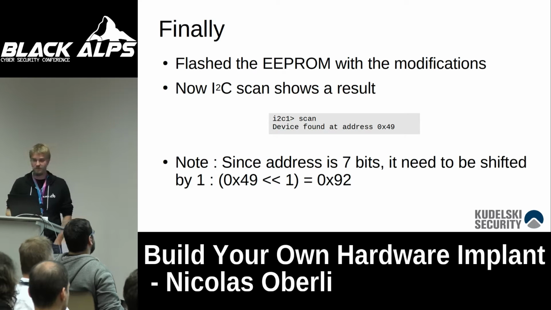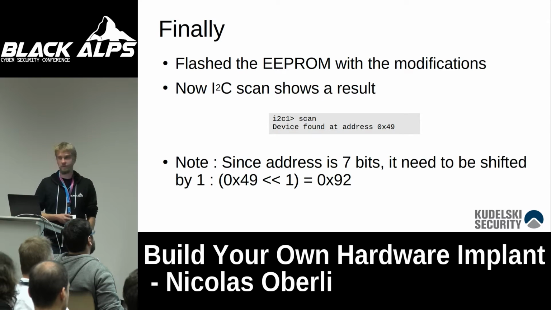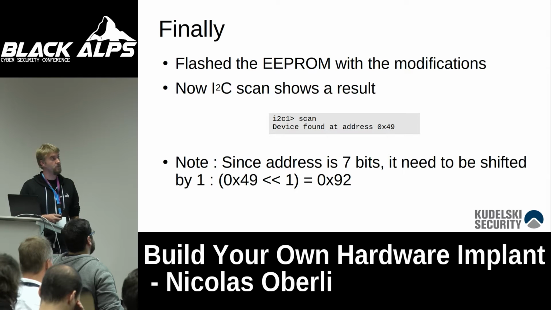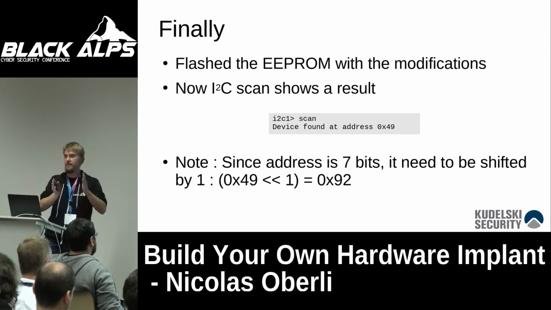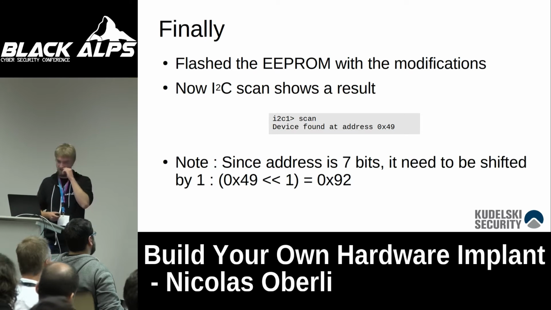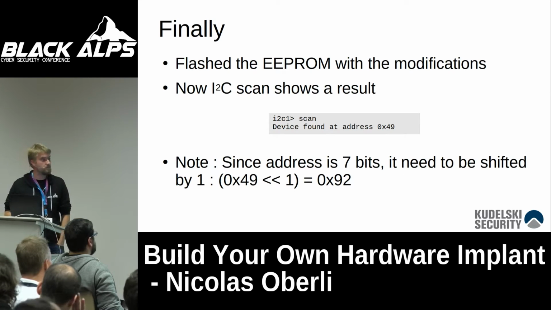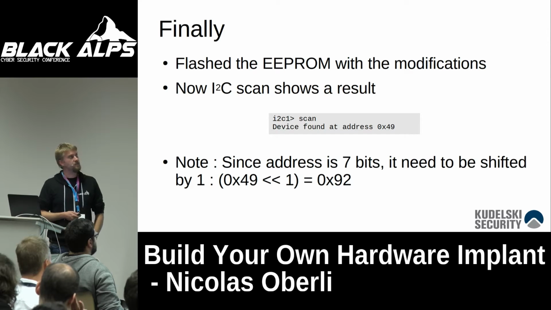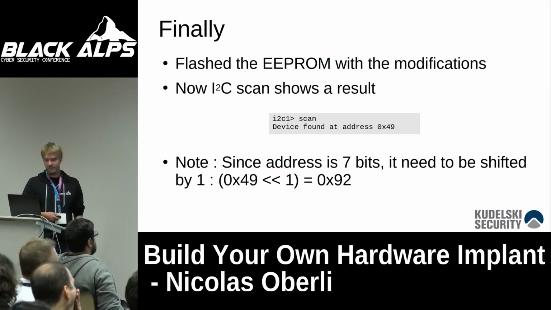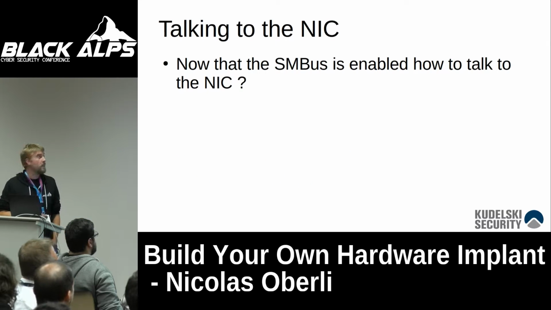Something responds to the address 0x49. That's great. For the next part of the talk, the address is still 0x49, but since the address is on 7 bits, you need to shift it by 1 bit, which is why you will see 0x92 in all the subsequent slides. So that's good. We already spent a lot of time reading the documentation, and we now have access to the I2C bus. So what do we do now?